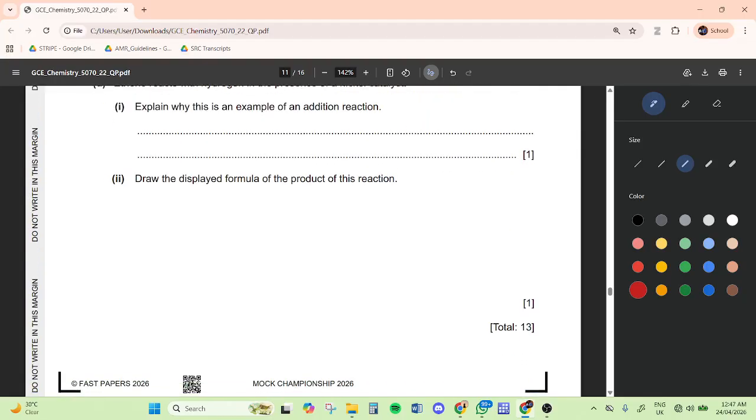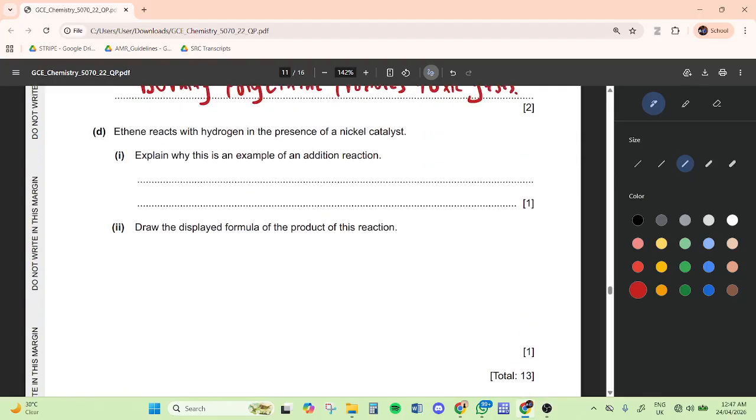Ethene reacts with hydrogen in the presence of a nickel catalyst. Explain why this is an example of an addition reaction. So what do we mean when we talk about addition? It means 1 plus 1 equals 2. Anytime you add two things together and you get one product, it's a type of addition. So you write down only one product is formed.